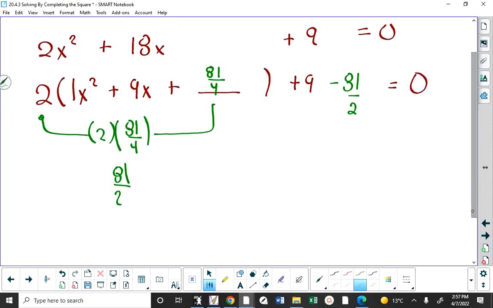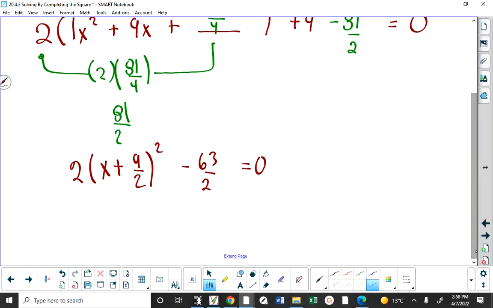So now I'm going to rewrite this as 2 times x plus 9 halves, quantity squared. And then I need to figure out what this thing is. And I want to say negative 63 over 2. Am I right? Okay.